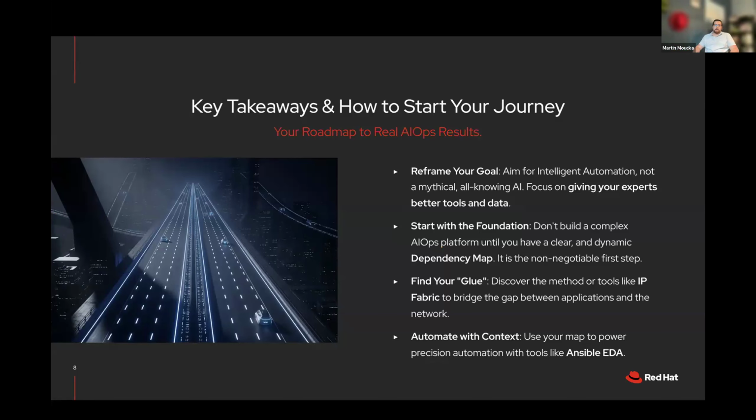Rather than building complex automation or a complex AIOps platform, you have to start with the dependency map. You have to understand what you are actually going to connect and what context you need to provide. Then, for the data that you already have, find your glue. As I mentioned, for us it was IP Fabric, but find a glue that can do it for you. When you have that glue, you have the dependency map. Start building on top of that. Start with automating with context, and then go to proactive.